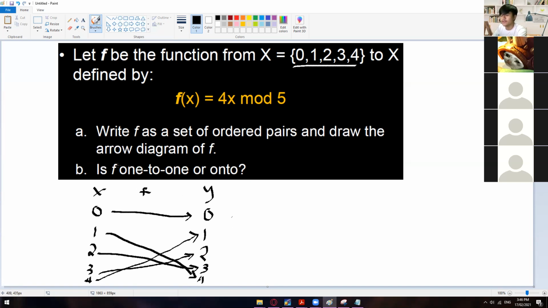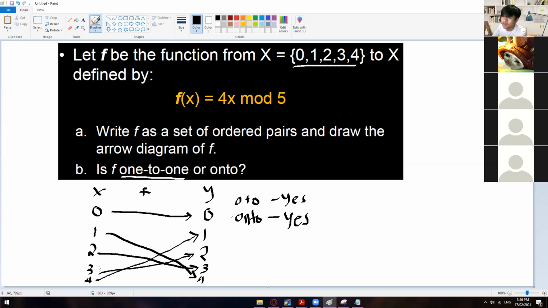All right. So another question here is, is f one-to-one or onto? First question first. Is this one-to-one? Yes. Yes, sir. Okay. So this is one-to-one. Is this onto? Coming from Miss Galigues, this is also onto.